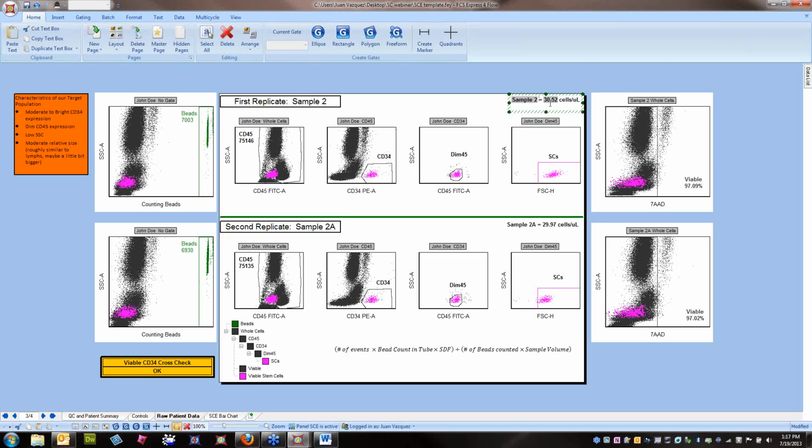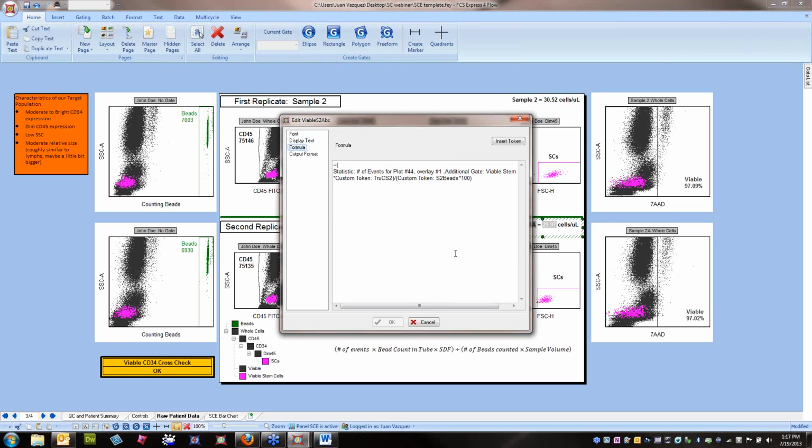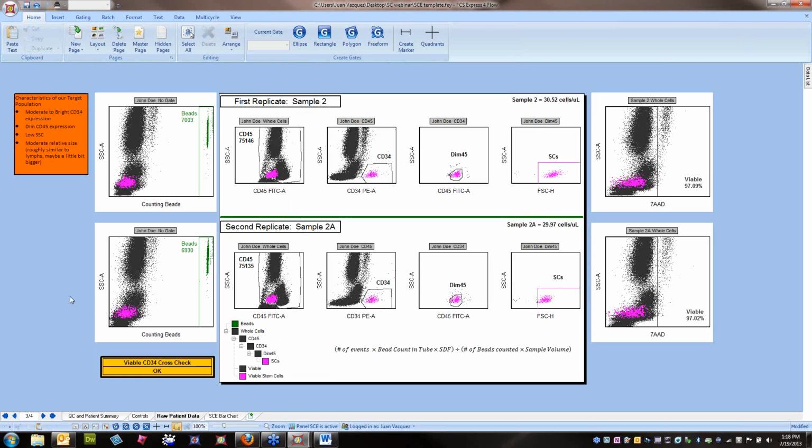And that's what this number up here is, the 30.52 cells per microliter and the 20.97 cells per microliter, using each of these samples and this formula down here. If I double click on one of these, it'll show me what the overall formula is. So for example, I'm looking at the number of events times the bead count divided by the number of beads counted multiplied by the sample volume. Okay? So this is essentially the same sample that we ran twice.